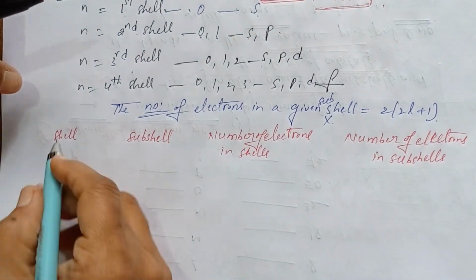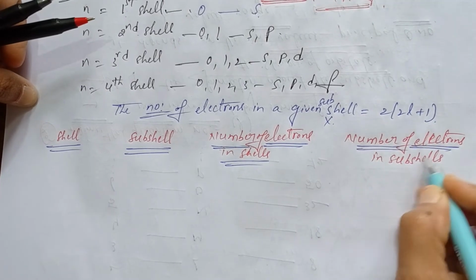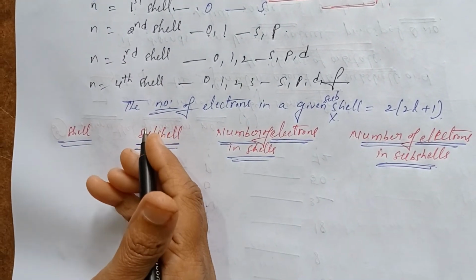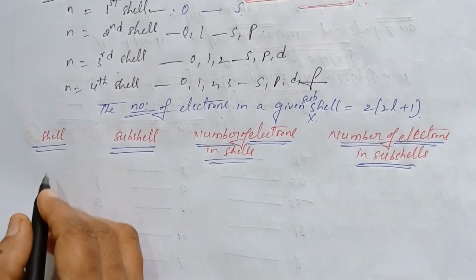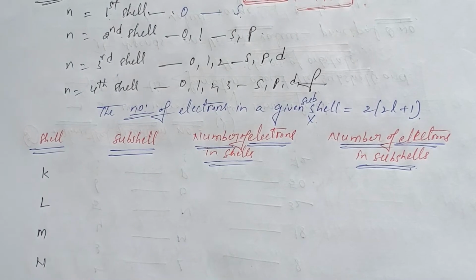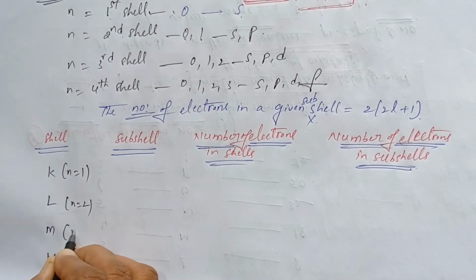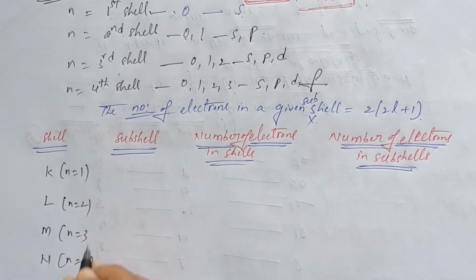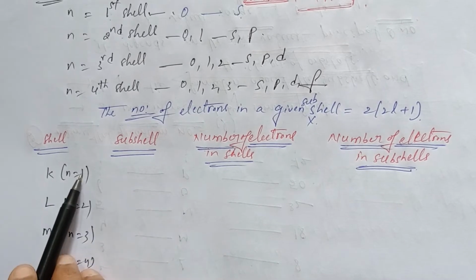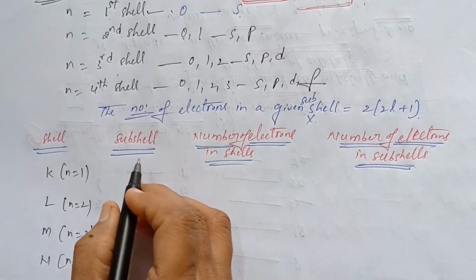Now see, in shells, how do we represent shells, students? K, L, M, N. Now I am taking the 4 shells, students. That means here what is the n value? First shell n equal to 1, second n equal to 2, n equal to 3, n equal to 4. Correct? That means first shell, second shell, third shell, fourth shell: K, L, M, N.